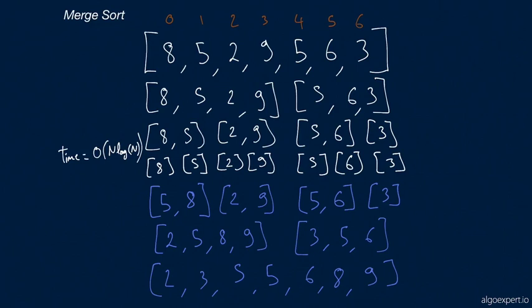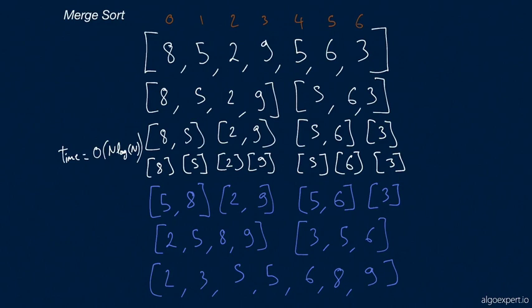Again, why? Because every conceptual level in the merge sort algorithm takes O of n time. And then, how many levels are there? Well, you just keep dividing the things in half until you reach the base case, right? Divide in half, divide in half, divide in half, and that's where log of n comes from. And so you have a time complexity of n log n.